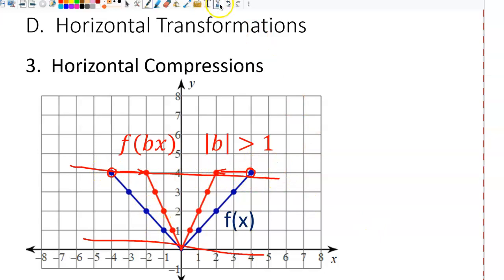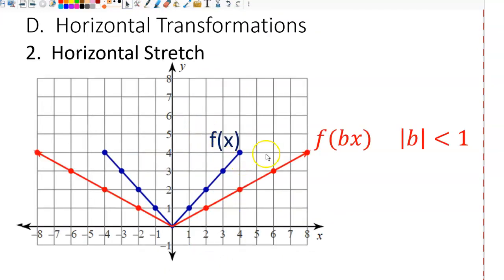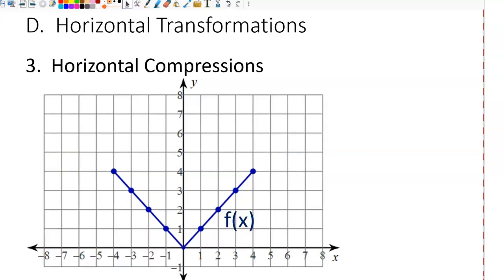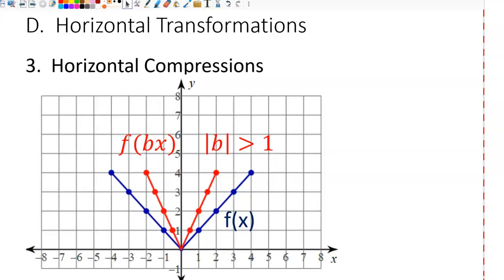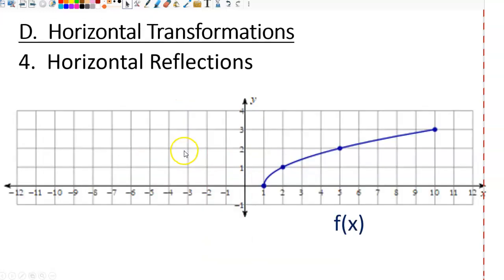So there's that. So if you multiply by a number that is less than 1, it stretches the graph horizontally. It doesn't change the height, but it does stretch it horizontally. If you multiply by a number greater than 1, it compresses it horizontally closer towards the y-axis. So there it is, there's that. And our last one, reflections. So for this one, I had to pick a different graph. I'll let you think about why that is, but it's not important.